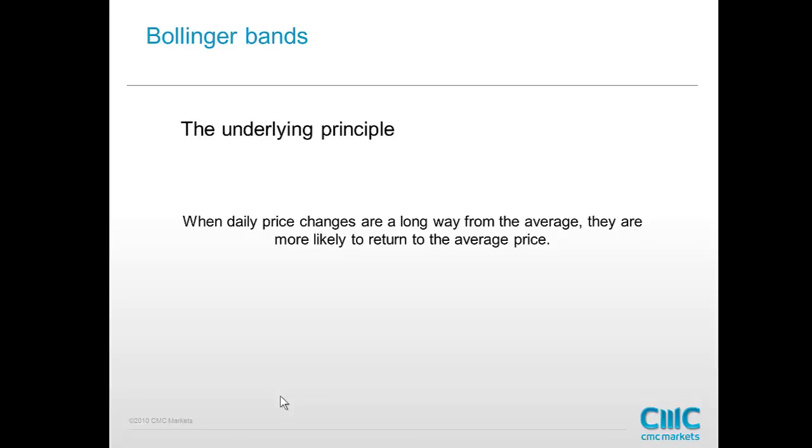Now, note that I said more likely. I don't know of any technical indicators that are 100% correct all the time. What we're looking for is a higher likelihood of a profitable change in price. And using Bollinger Bands in a correct way can increase a trader's chances to find higher probability trades.